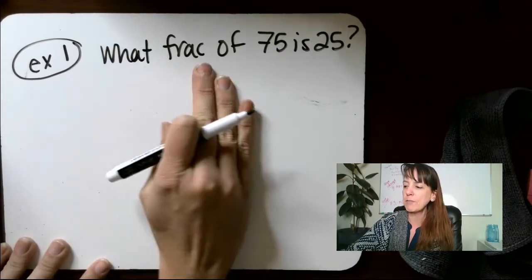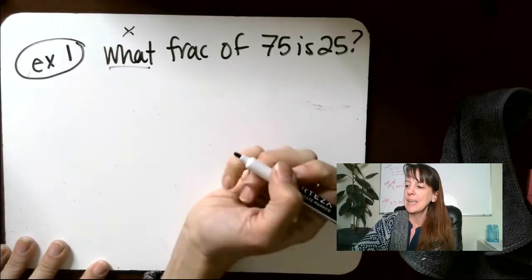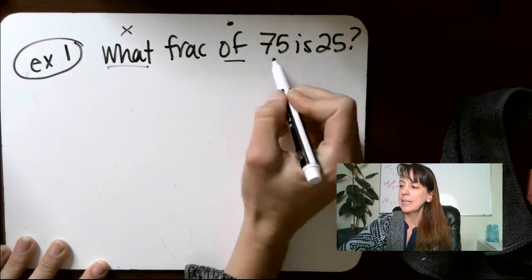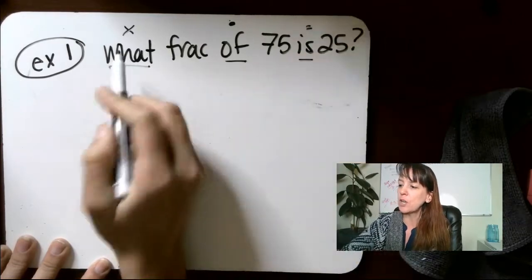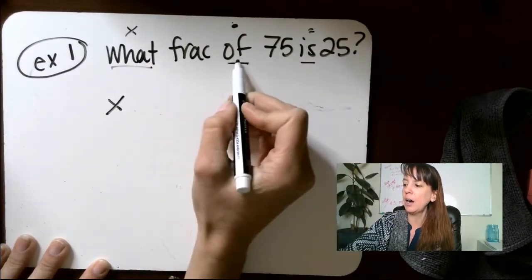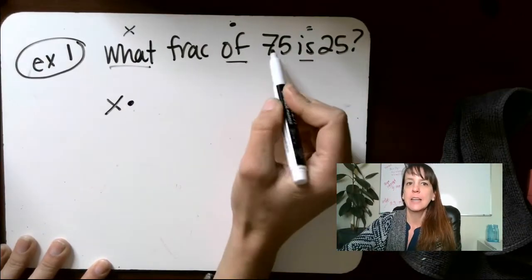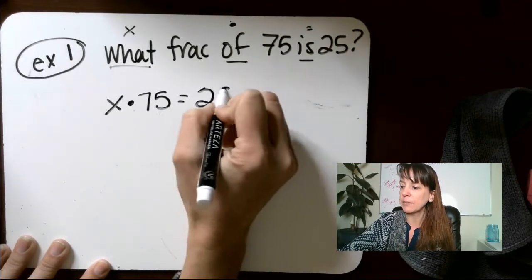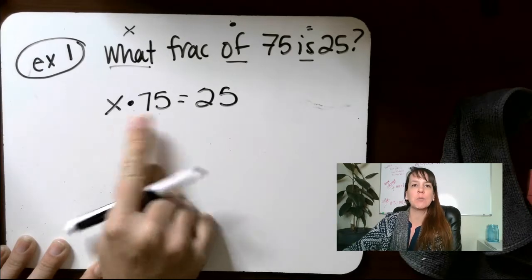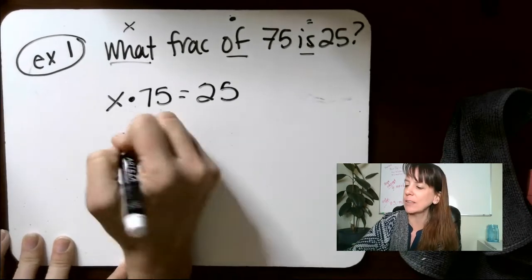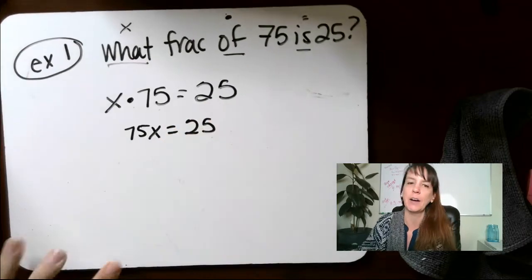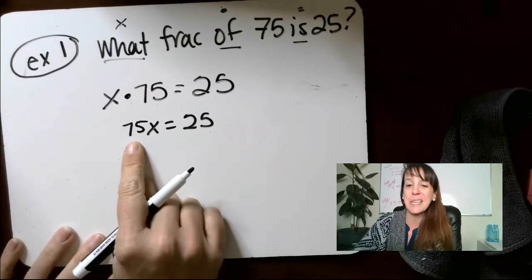First things first, what fraction? Remember the word what means x, and of means multiply, right? And then is means equals. So x, fraction of means multiply, 75, is means equals 25. So what we're doing is we're taking x and we're multiplying it by 75. Let me write this in a way that looks a little bit more familiar. x times 75 equals 25.